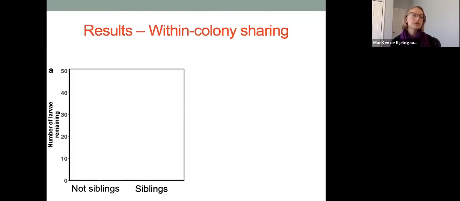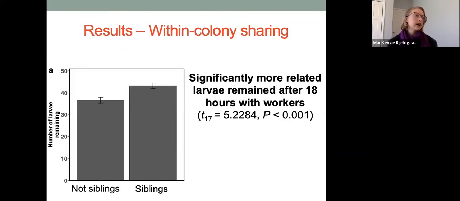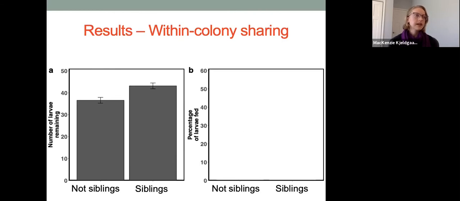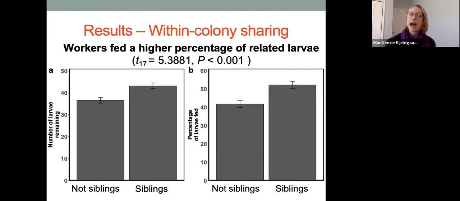Looking at results for within colony sharing, we see that significantly more related larvae remained after 18 hours with the workers. We searched the inside and outside of the nest, but found no larval remains. So this difference in the number of larvae that remained after 18 hours could potentially be due to preferential cannibalism of the less related larvae. Likewise, we also see that workers fed a higher percentage of related larvae compared with unrelated larvae.